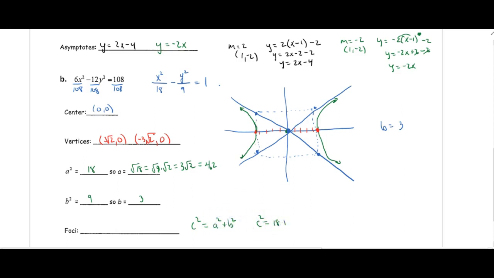All right, so now the foci, remember, c squared equals a squared plus b squared. So c squared is equal to 18 plus 9, which is going to give me the square root of 27. Now that would simplify to 3 root 3. So remember, the foci are going to be on the same transverse axis as your vertices. So if my center is at 0, 0, I'm going to add 3 root 3, and I'm going to come over here and subtract 3 root 3. So my foci are going to be at 3 root 3, comma 0, and negative 3 root 3, comma 0.